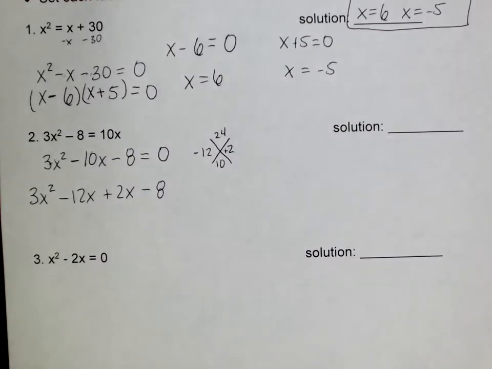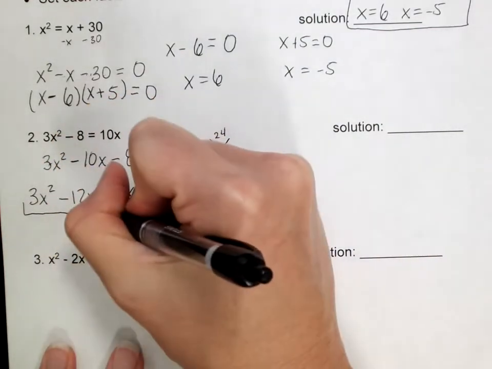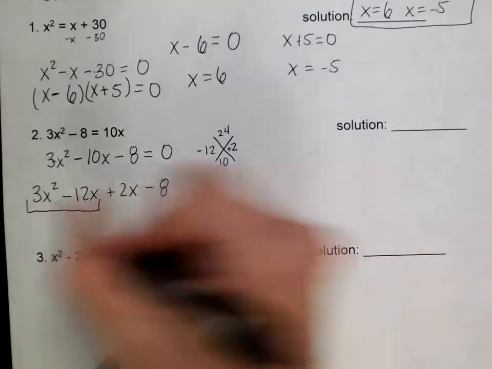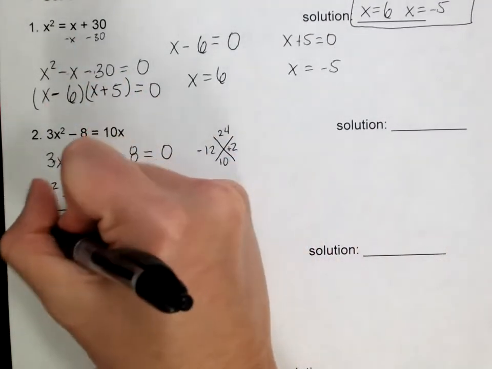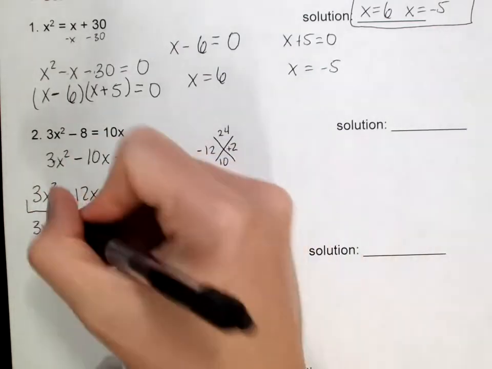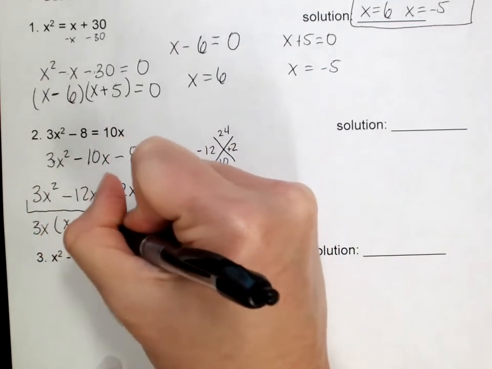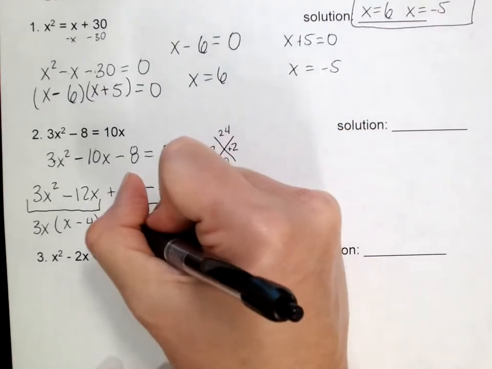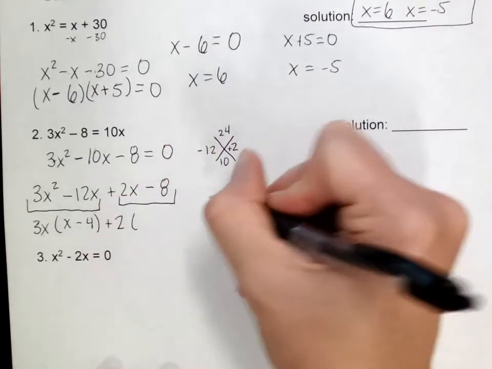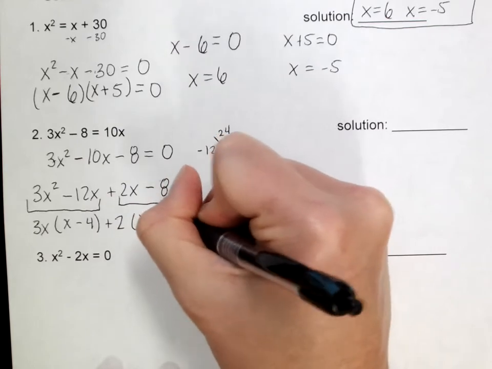Okay. Remember, we factor this by grouping. I group that together. My greatest common factor between just those two terms is a 3x. When I factor that out, I'm left with an x minus 4. I group these two terms together. My greatest common factor there is a 2. When I factor that out, I'm left with an x minus 4.